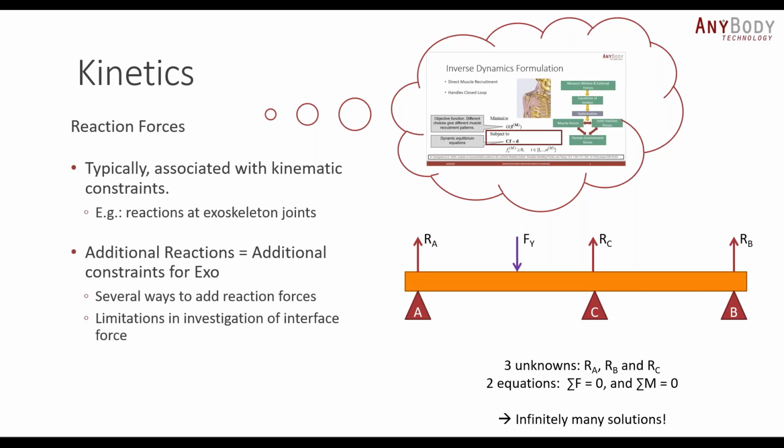This then brings me to the next topic, which is kinetics. Now we are looking at inverse dynamics analysis, and how we try to ensure that there is an exchange between the human and the exoskeleton system in terms of forces and assistance and so on. One way could be to add reaction forces, and reaction forces are typically associated with kinematic constraints. For example, the reaction at the joints of the exoskeleton: you can have a revolute joint with 5 constraints and you would just add 5 reaction forces at that joint.